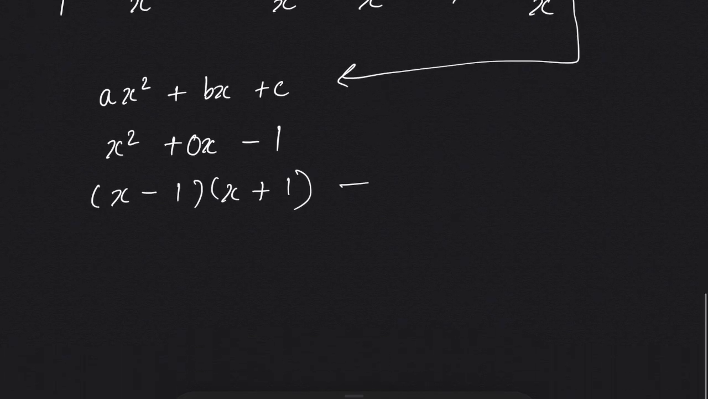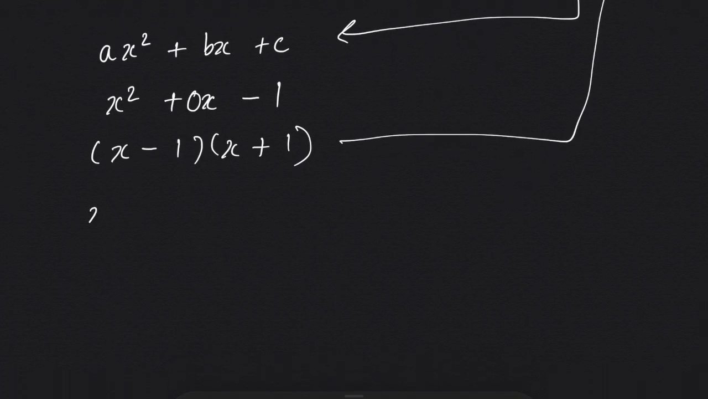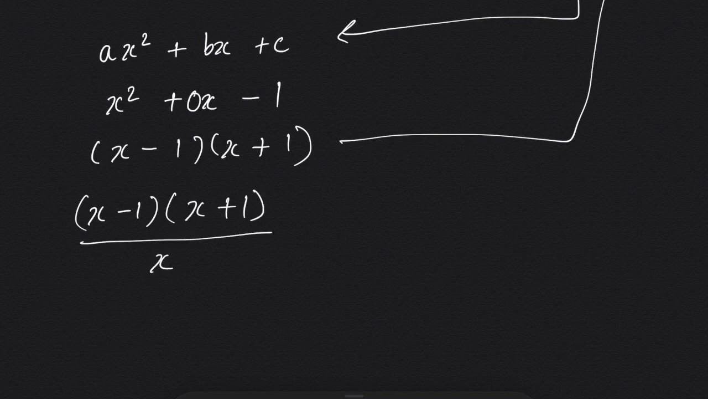Okay, so if we then put this back into our original expression, we can say our answer would be x minus 1, x plus 1, all over x, and that gives us our final answer.